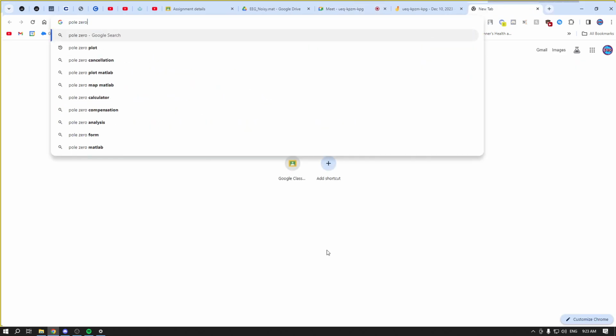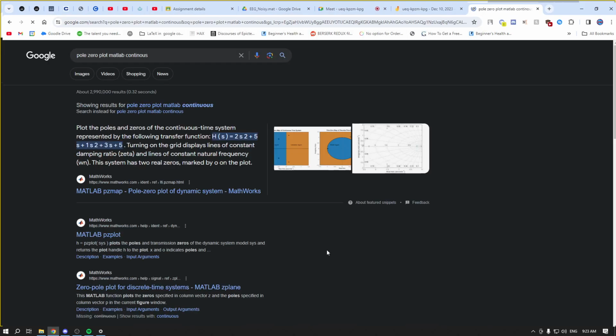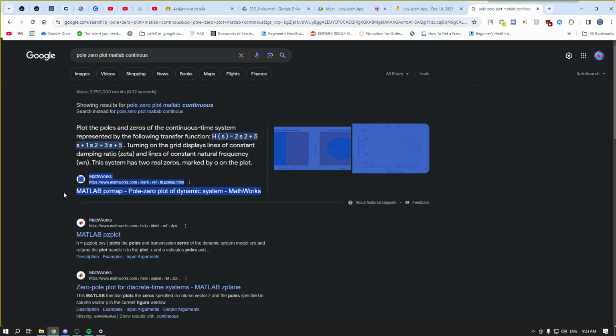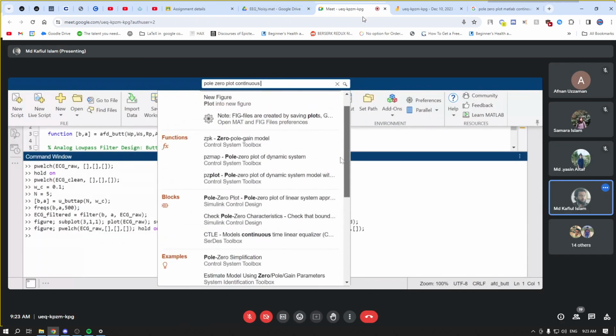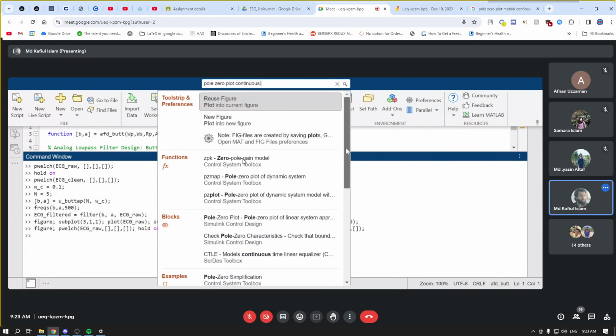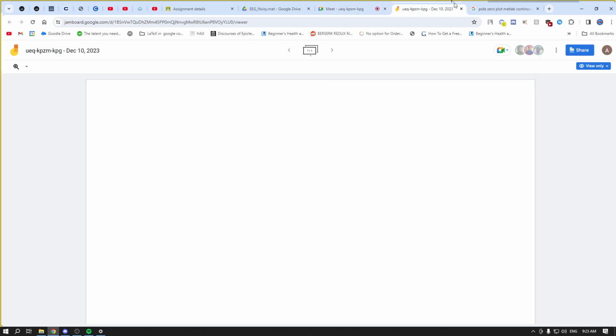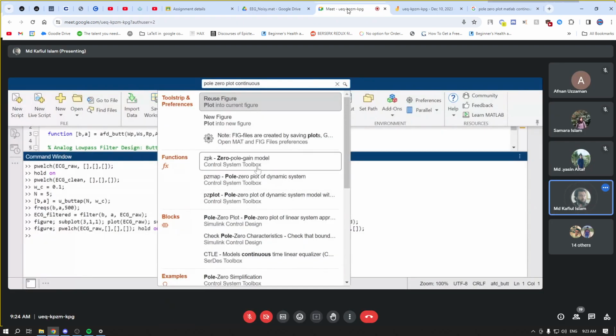We want to plot the pole zero of that filter, but it is a continuous time filter, so you cannot use the Z plane, because the Z plane is for discrete time pole zero plots. So I'm searching for a pole zero plot for a continuous time system. This is a toolbox. It's a plot.